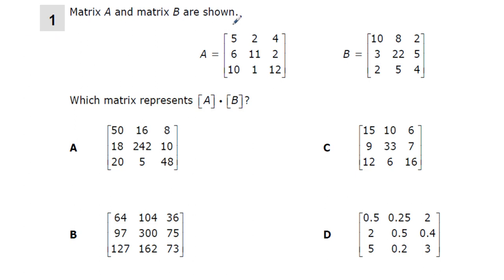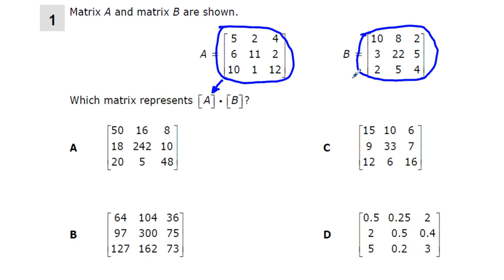One, matrix A and matrix B are shown, and here you have a 3x3 matrix in both instances. It says which matrix represents A times B. This thing right here is matrix A, and this thing right here is matrix B. There are going to be a few matrix problems on the test, and unfortunately multiplying matrices is not very intuitive. So my recommendation, if you don't have this down cold, is to go to the calculator.